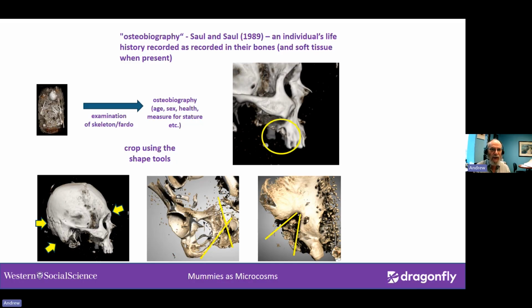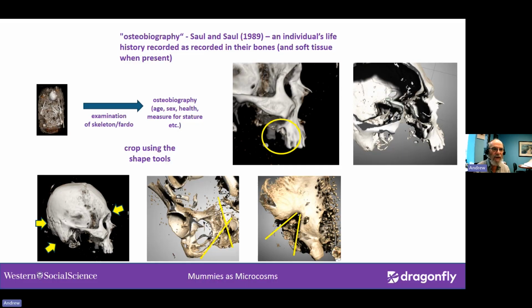Looking at the teeth, we can be sure that this is an adult. We can see the third molars are in, but we can also start to assess something about the health of the individual. He's got teeth that are falling out. There's wasting of the roots. There's periodontal disease and various things like that. So that's all indicating, again, part of this microcosm, part of the osteobiography.